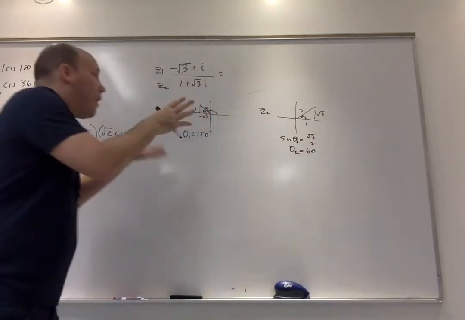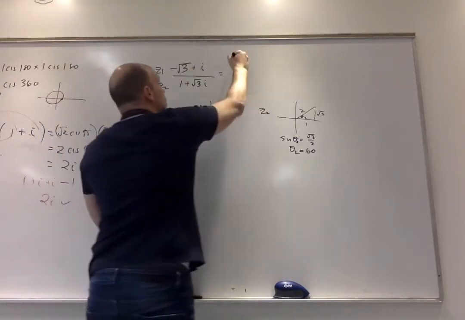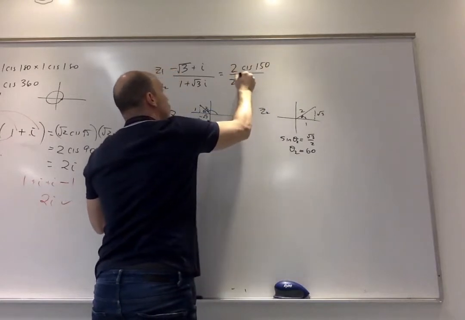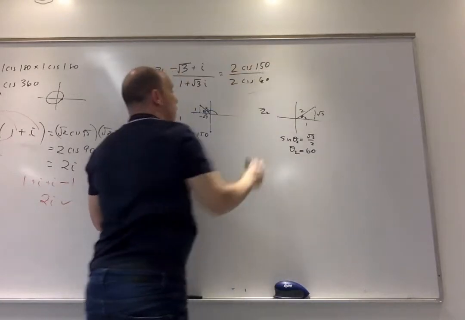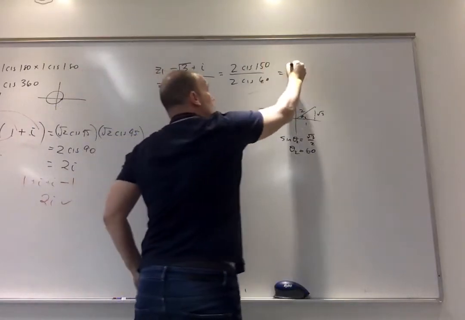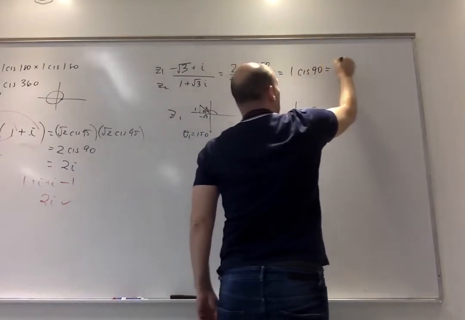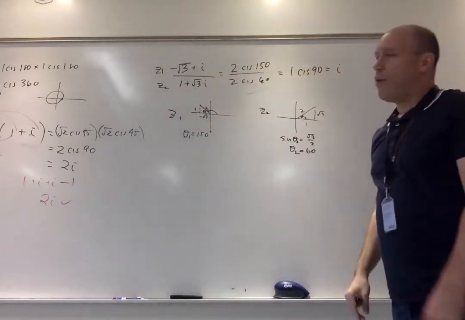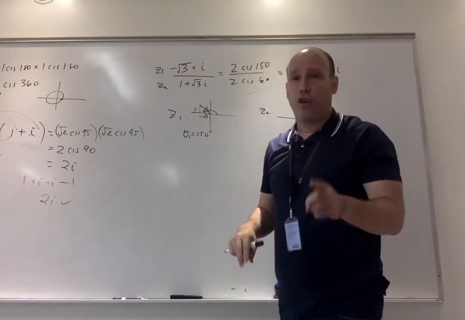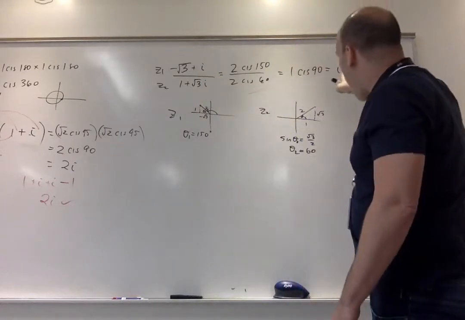Okay, well, now we're ready to do some work here. We're going to rewrite these as 2 cis 150 over 2 cis 60. Well, the rules simply say 2 divided by 2 is 1. 150 minus 60 is 90. The answer is i. Now, you can do that by hand. Actually, no, that would be an exercise. Use your graphing calculator to do this operation, and you should get the answer of i.